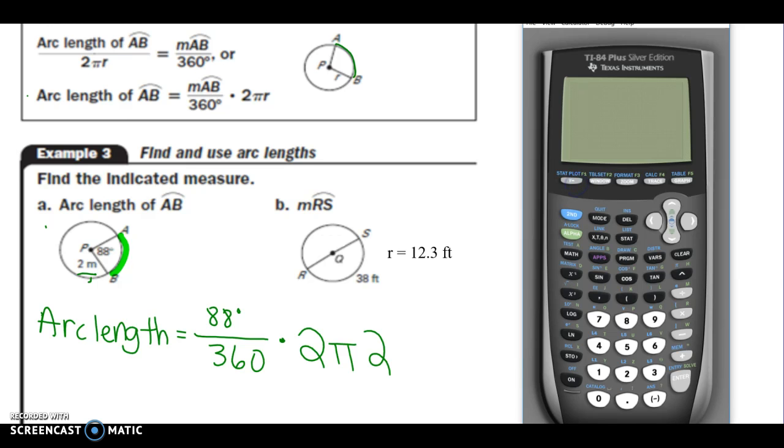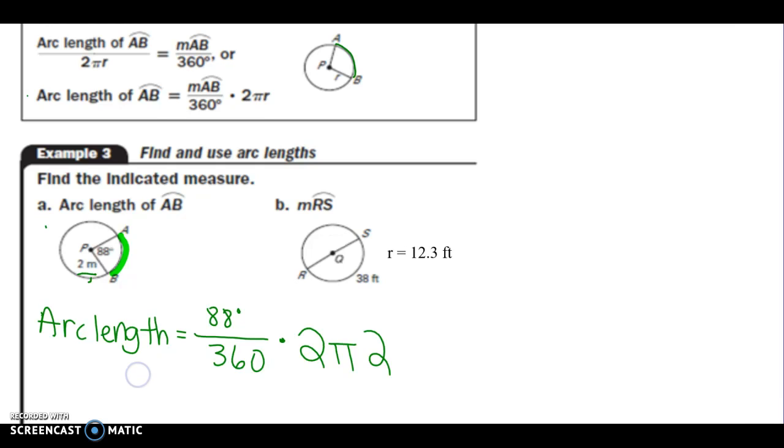So to get a fraction, it's 88 divided by 360. Make sure you arrow over so you get out of the fraction. And then times 2 pi times 2. Say 3.1. So our arc length is equal to 3.1 meters.